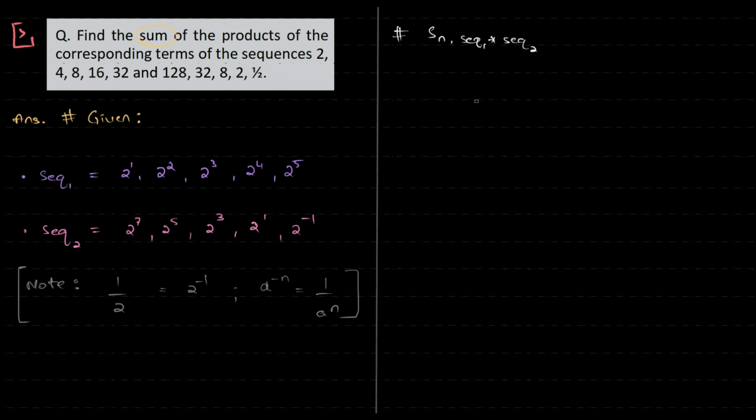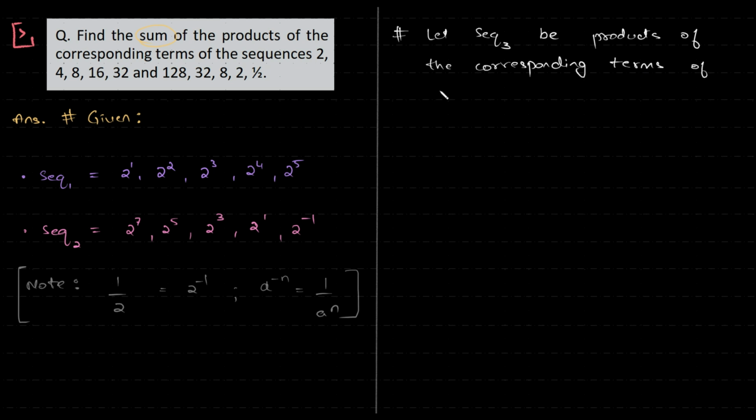Sorry, I had to do this first. So let sequence 3 be the products of the corresponding terms of sequence 1 and sequence 2. Again, this step is not required, it's only for your understanding. Okay, now how will we go about doing this?